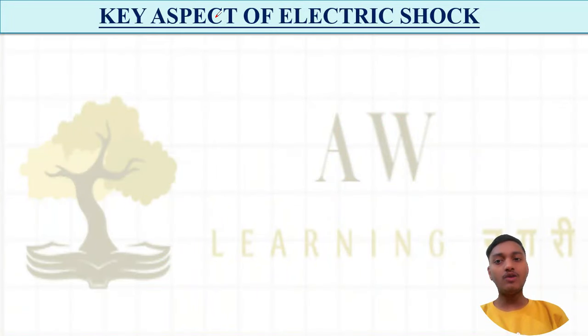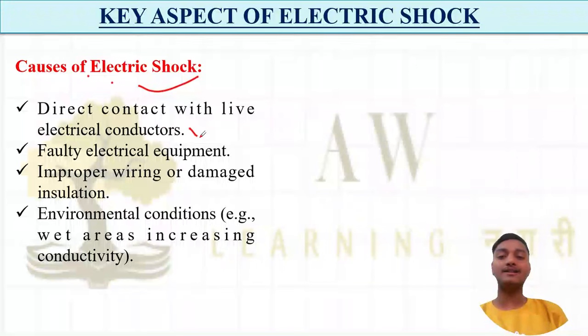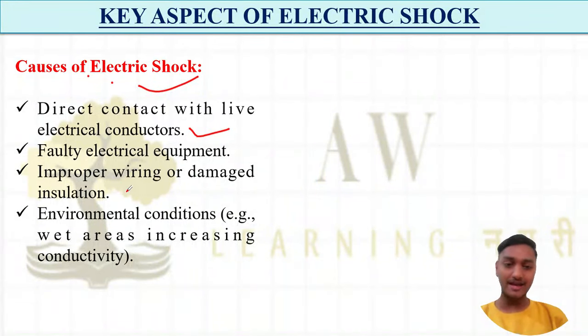Now, what are the key aspects of electrical shock? You should know what the causes of electrical shock are. So electric shock happens at what particular instances? What are the different instances when electrical shock may happen? Direct contact with a live electrical conductor: if you directly contact live wires and the insulation is not that good, then you may face the shock. Then faulty electrical equipment, which we have seen. Then improper wiring or damaged insulation, the same thing I have talked about.